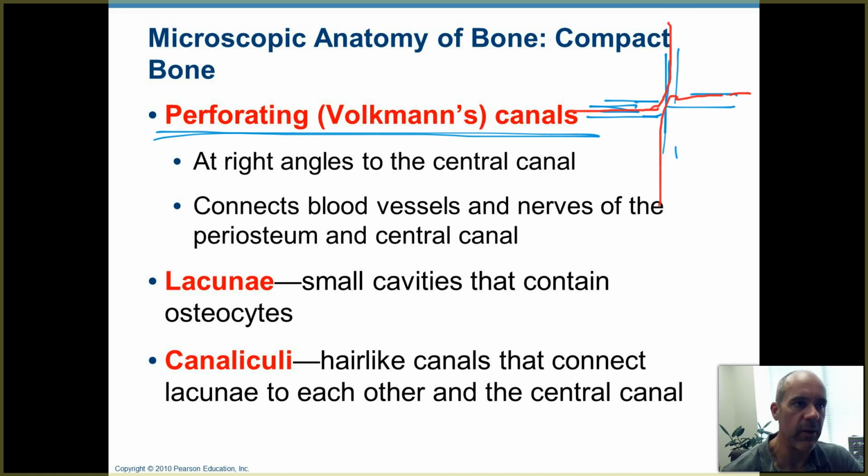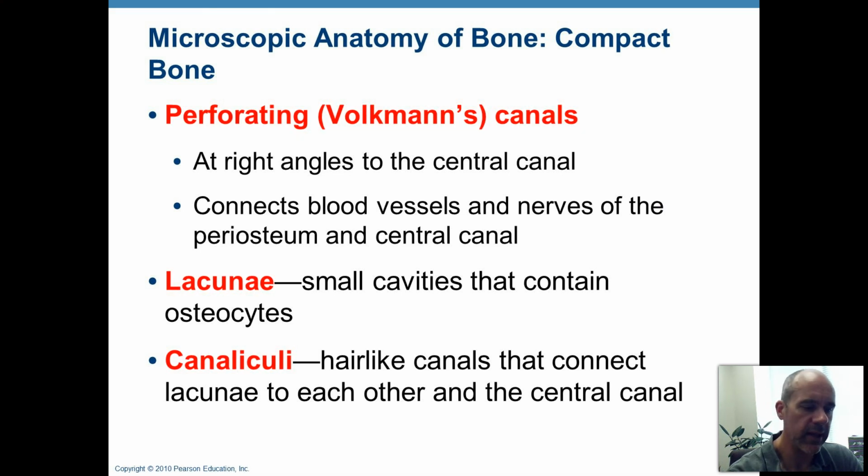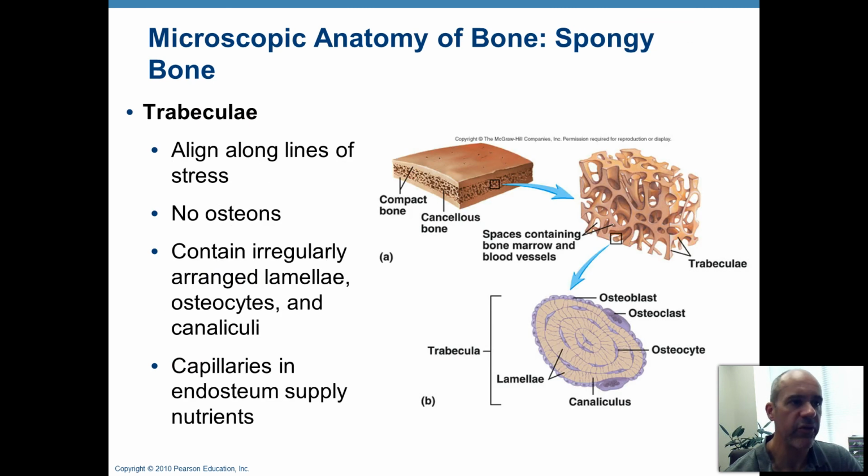So those are like streets running perpendicular to each other to bring that blood supply into the bone, and also the nerves as well. And then we've talked about the lacunae and the canaliculi. So we'll move on from there. How about your spongy bone?